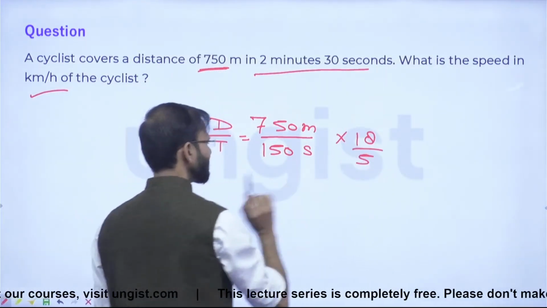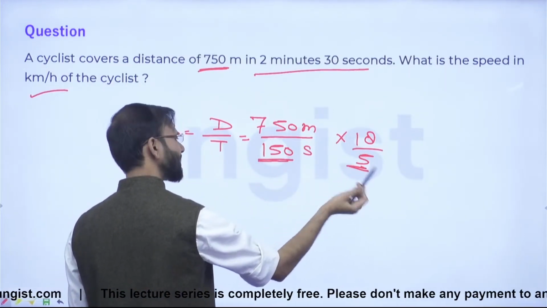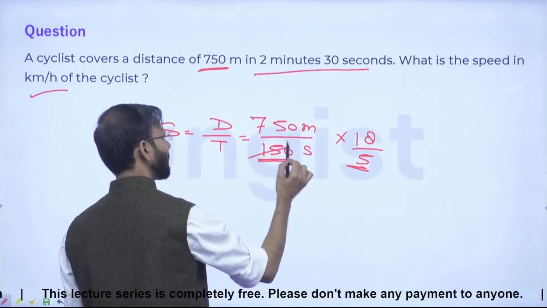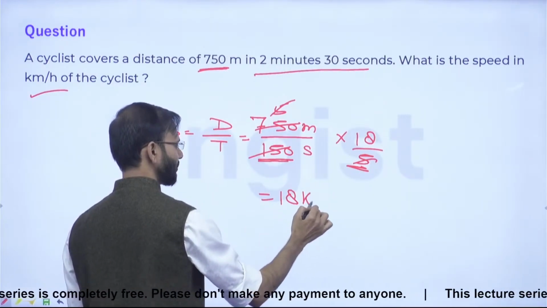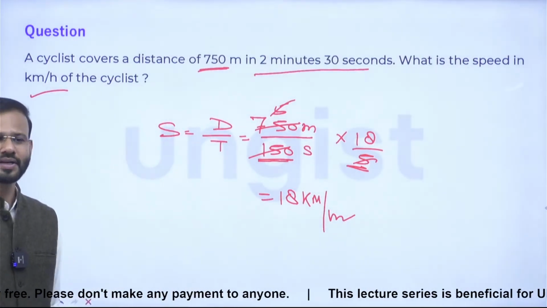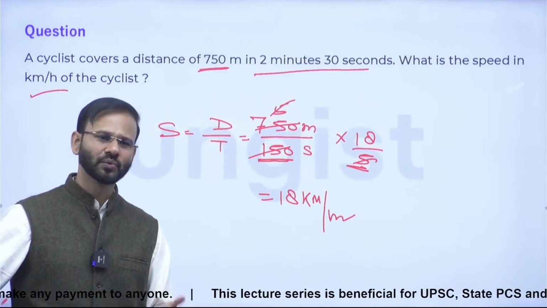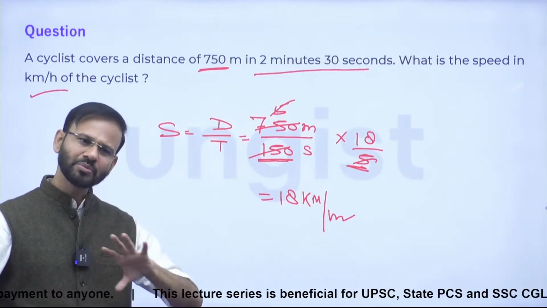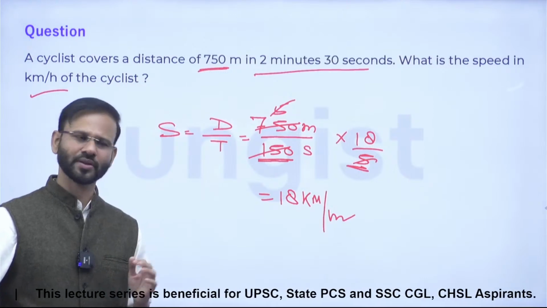Everyone, just think on it. 150 into 5 is 750. Right? And this is 5, 5 cancelled. The answer is 18 kilometer per hour. Guys, yes or no? Right? So just while reading the question, you can understand what they have asked and it can be solved logically, automatically. Right? Okay, please do it.